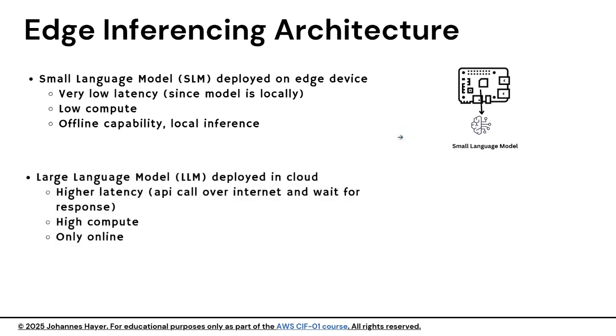In contrast, large language models deployed in the cloud offer more comprehensive capabilities, as we already know, but come with a higher latency due to the API calls over the internet. These models require constant internet connectivity and have higher computational requirements, but they can handle more complex inferencing tasks.